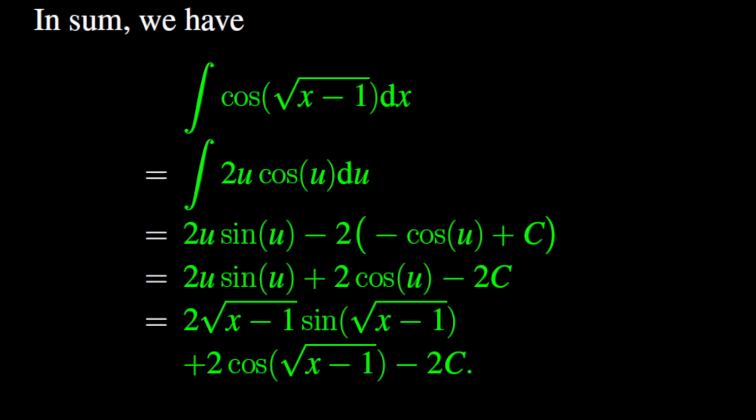Finally, when we replace u by square root of x minus 1, we see that the integral of cosine of square root of x minus 1 dx is equal to 2 times square root of x minus 1 times sine of square root of x minus 1, plus 2 times cosine of square root of x minus 1, minus 2c.